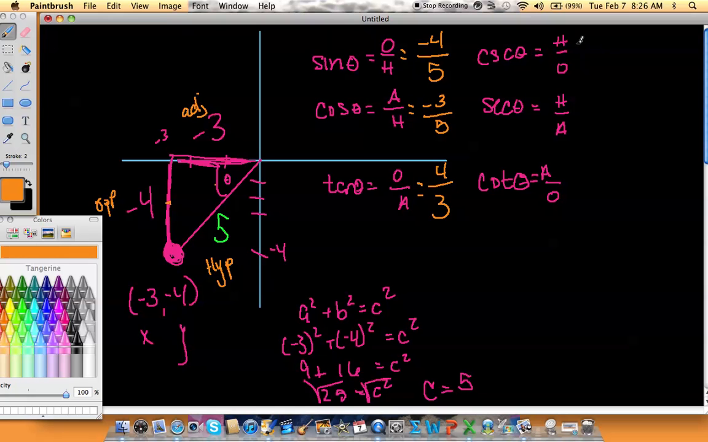And these are really easy to do once you get your sine, cosine, tangent. It's very easy to find the cosecant, secant, and cotangent because we just flip those numbers. Now, what you might notice is that the tangent was 2 negative numbers, so the tangent was positive.